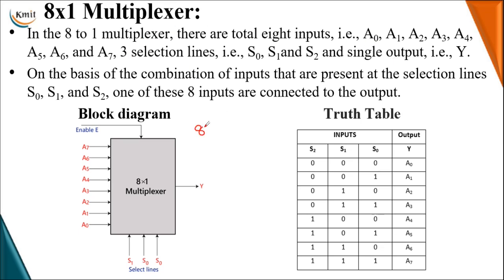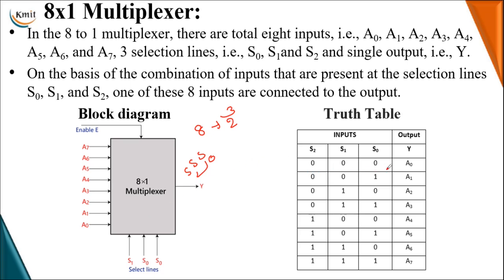As we have 8 inputs, I can write 8 as 2 power 3. So the number of selection lines required to transfer these 8 inputs through a single output terminal is 3. Hence we label them S0, S1 and S2, the selection lines of the 8 by 1 multiplexer.